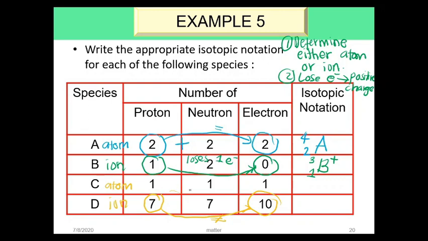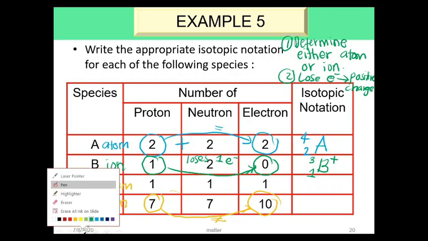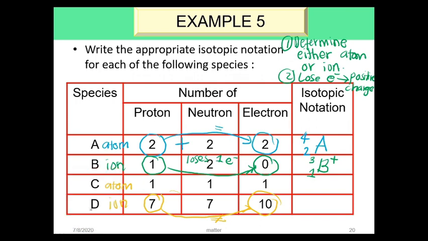Alright, for C, it is easy. C, the number of proton is 1, and the nucleon number is 1 plus 1, which equals 2. So it is an atom, so it does not have any charge. So you'll do for D. I'm going to give you the answer after 1 minute.